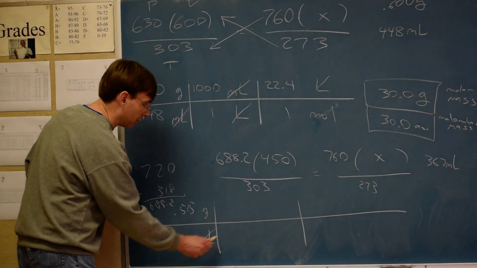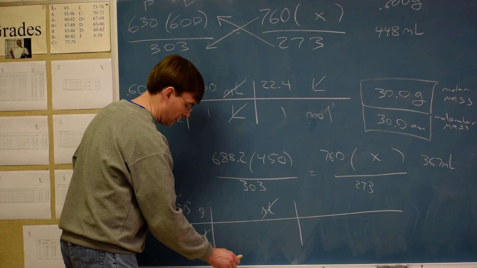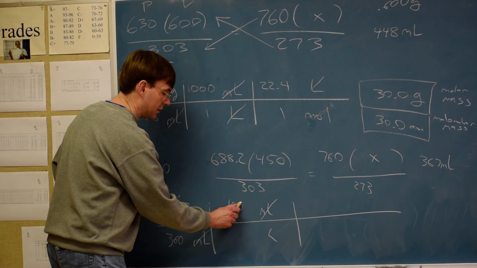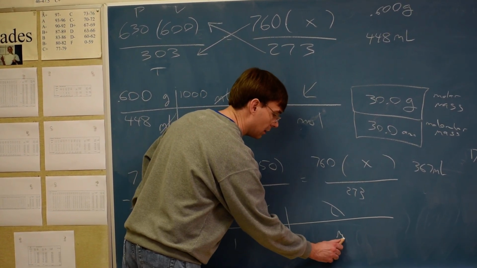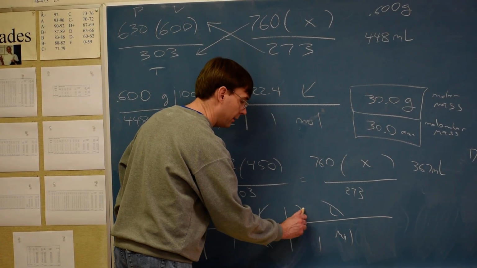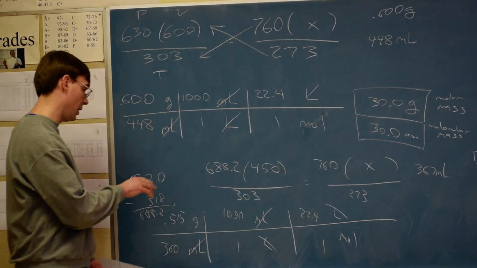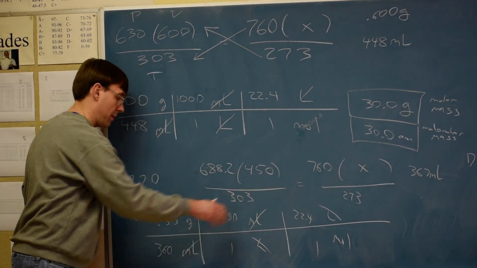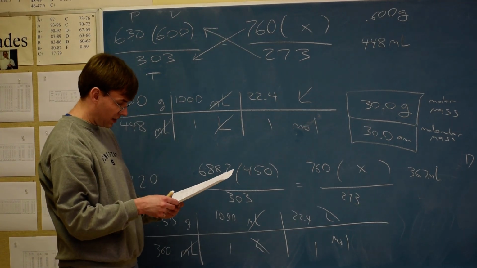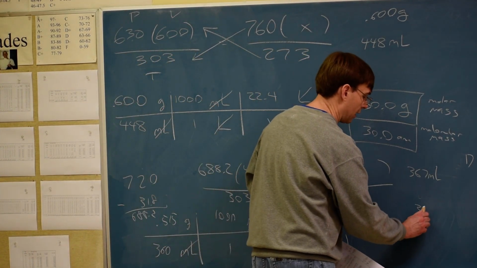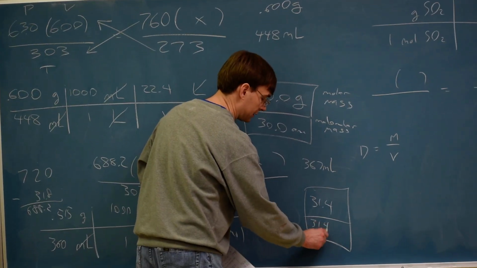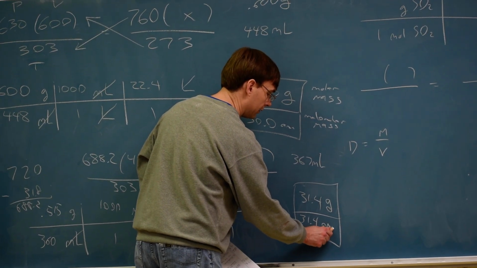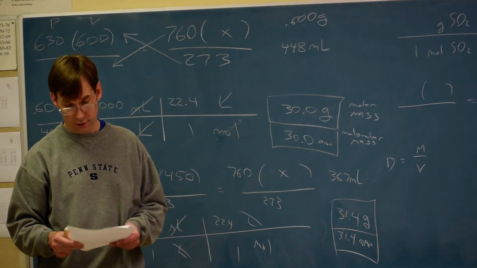But we're trying to get rid of milliliters to get liters. 1,000 milliliters is a liter. Then we need to get rid of liters to make moles. It's still a 1, it's still a 22.4. We're going to punch in, multiply all the top numbers, divide by anything on the bottom, and we're getting 31.4 twice, grams for the one, AMUs for the other.